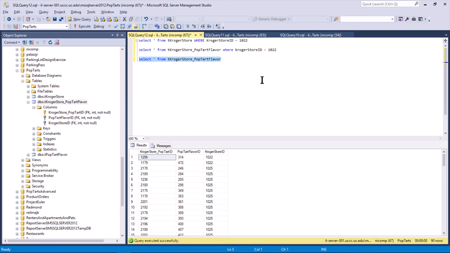In the next video, we will continue with this concept and we will join the three tables together to produce useful results.